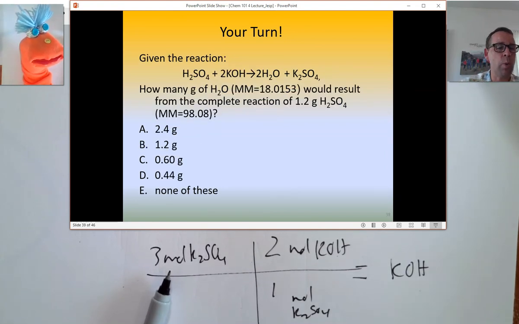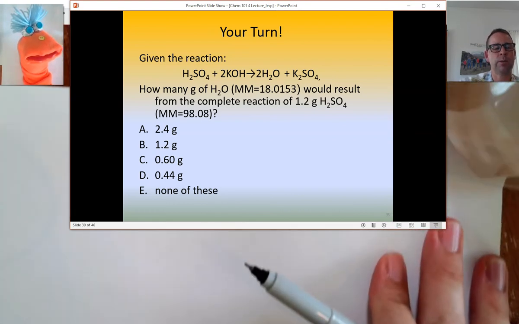How many grams of water will result from the complete reaction of 1.2 grams of H2SO4? Any ideas? 1.2 grams of H2SO4, grams of water would be twice as much, so 2.4, I'll guess. 2.4? Okay. So let's see if we're correct.